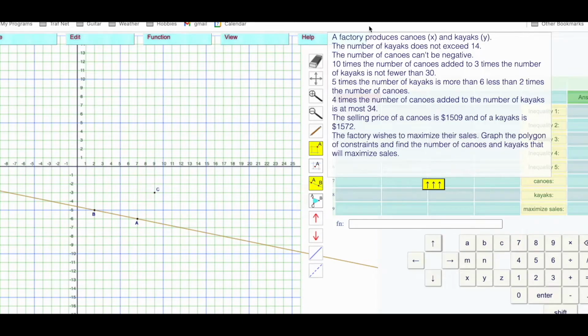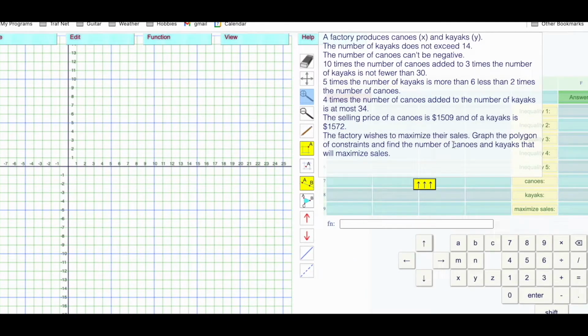Level 5, we're given a situation. We have to get the inequalities, then we need to graph them, then get the polygon constraints, then figure out all of the important vertices, and then figure out the factory wants to maximize the sales. So a factory produces canoes X and kayaks Y.